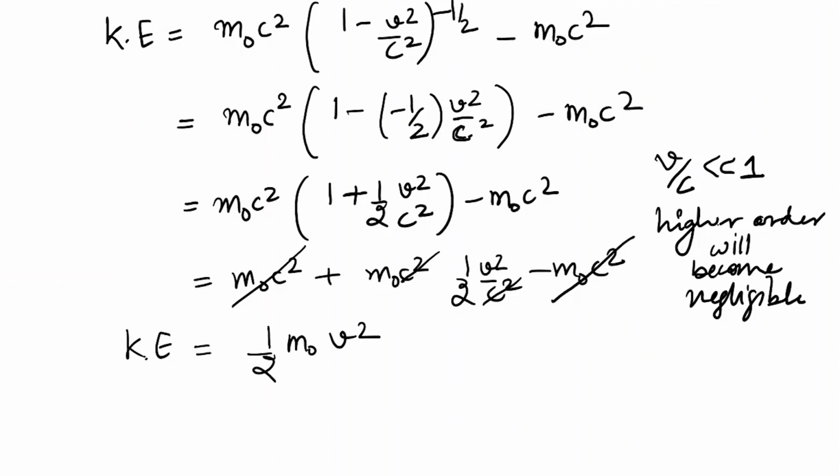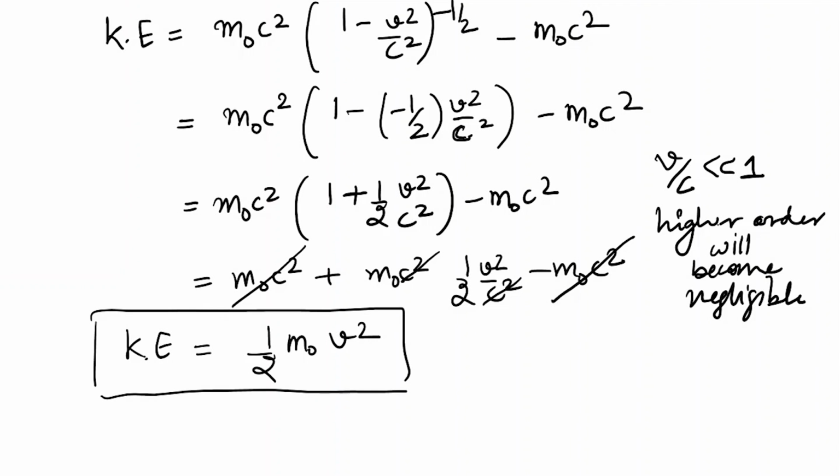So our kinetic energy becomes half m naught v square when velocity is small. So this is our proof for this problem.